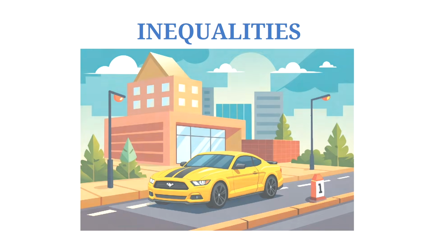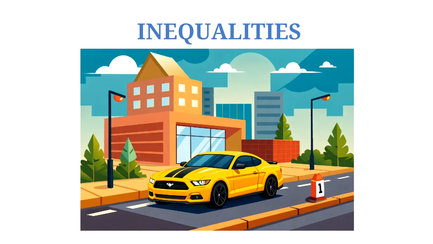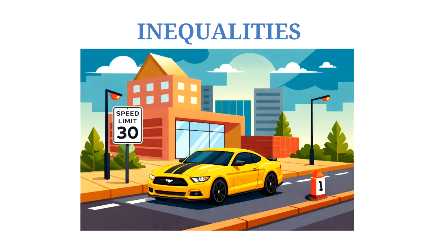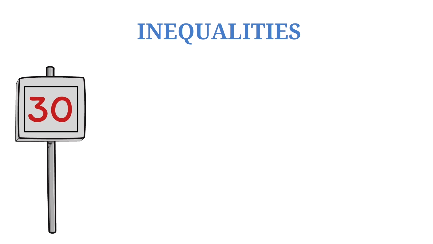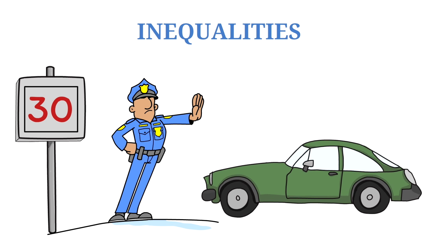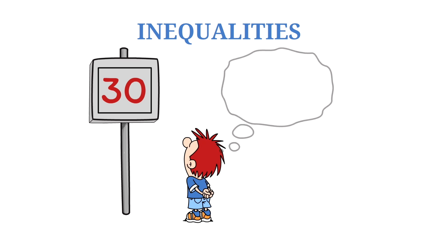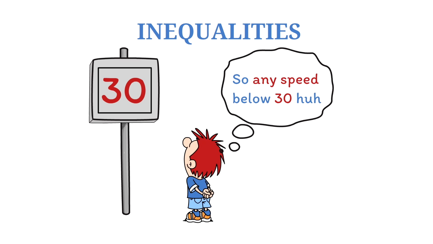In this video, we will be looking at inequalities. Now, imagine driving through town and seeing a speed limit 30 sign. It doesn't mean you must drive exactly 30. You can drive at 25 or 30, but not faster than 30. The sign gives a speed limit you cannot exceed, but it also gives you a wiggle room of speeds below 30 that you can explore.